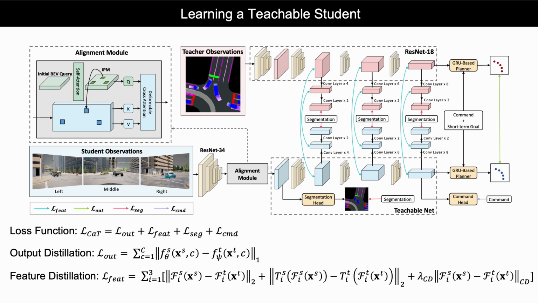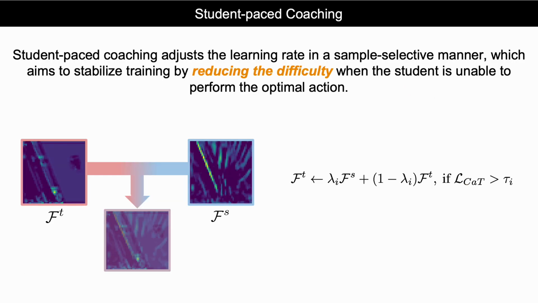Our optimization objective for guiding this distillation process is a weighted sum over output distillation, feature distillation, and auxiliary tasks, including BEV segmentation and command prediction. To better consider the learning ability of the student, we gradually coach the student with a student-paced coaching mechanism. It adjusts the learning rate in a sample-selective manner, which aims to stabilize training by reducing the difficulty, when the student is unable to perform the optimal action.